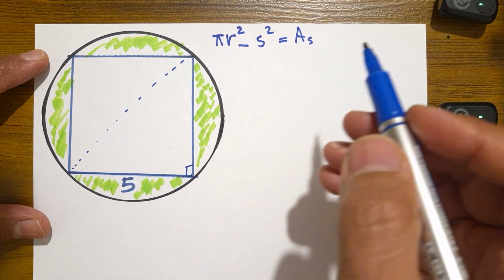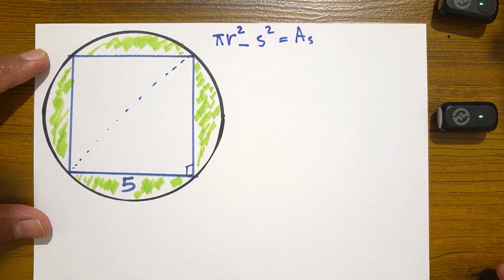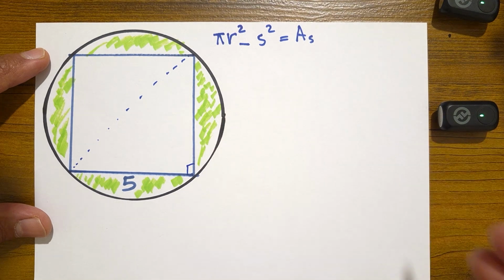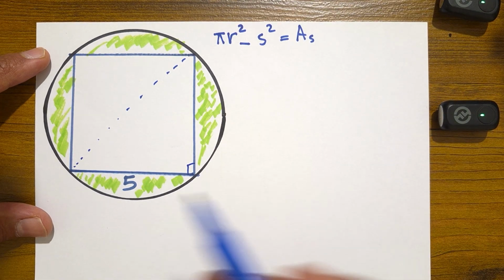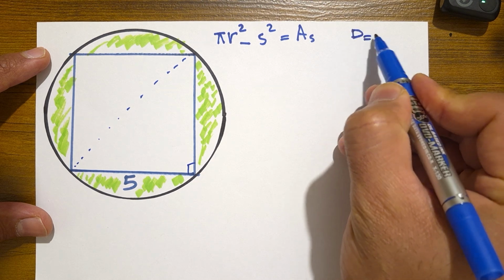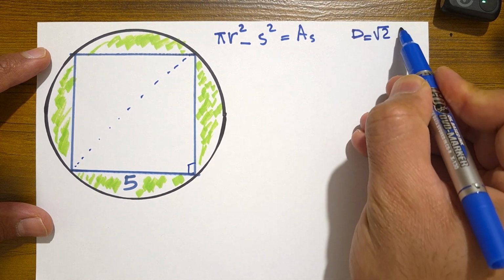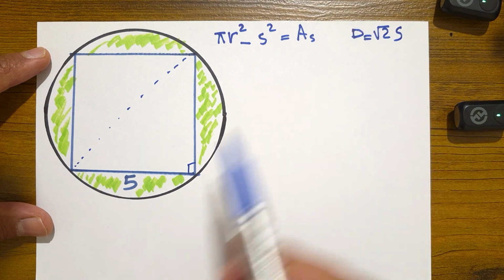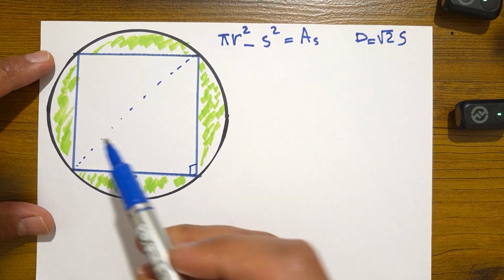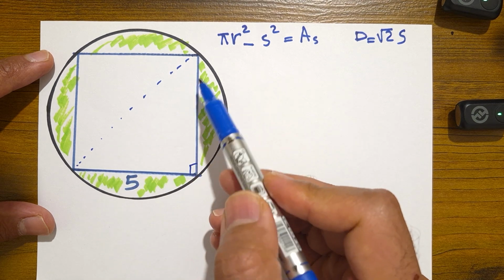So let's calculate it. But for those of you who already know that, the diagonal of any square is root 2 times the side. So diagonal, let's just denote it as D, is root 2 times side of the square. In this case, 5 square root of 2. But how? Let's calculate it. This is based on the Pythagorean theorem.